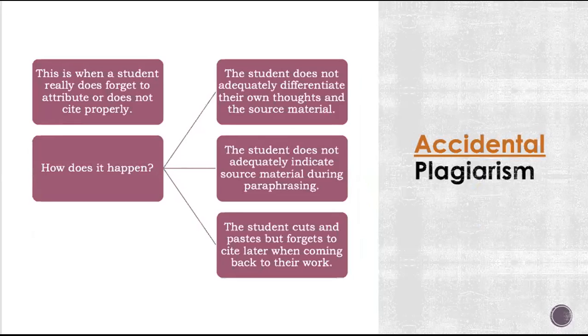Okay, next is accidental plagiarism. Students ask me about this one a lot. Can't I accidentally plagiarize? The answer is yes, but it's not in the way that most people think. This is when a student really does forget to attribute or does not cite properly. This happens because of a couple different reasons.